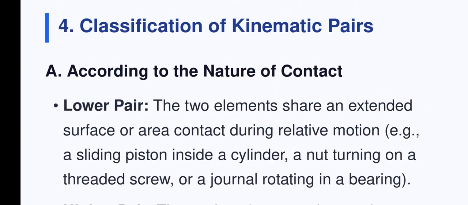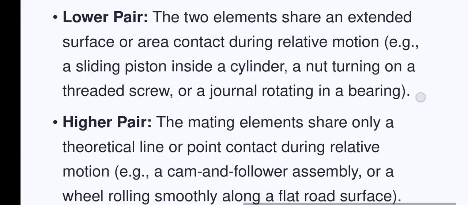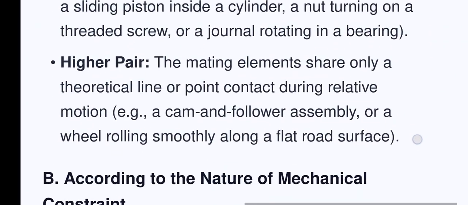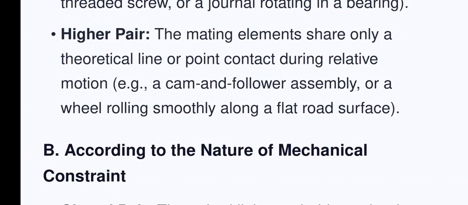Classification of kinematic pairs according to the nature of contact. Lower pair: the two elements share an extended surface or area contact during relative motion. Examples: a sliding piston inside a cylinder, a nut turning on a threaded screw, or a journal rotating in a bearing. Higher pair: the mating elements share only a theoretical line or point contact during relative motion. Examples: a cam and follower assembly, or a wheel rolling smoothly along a flat road surface.